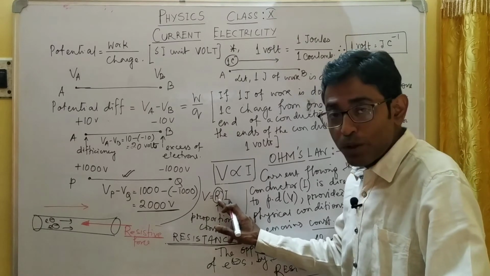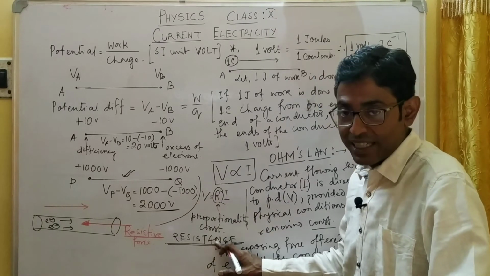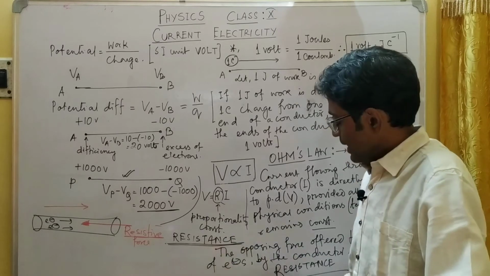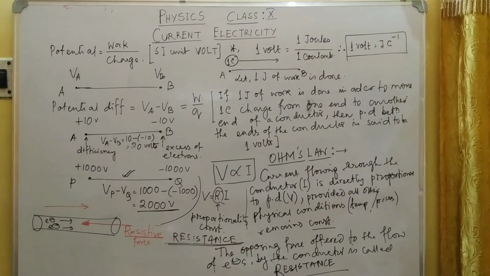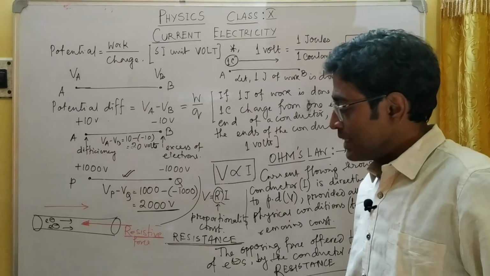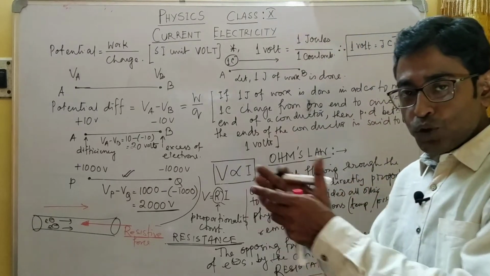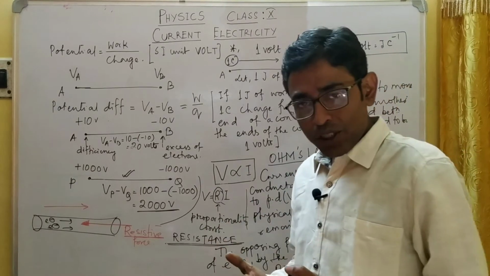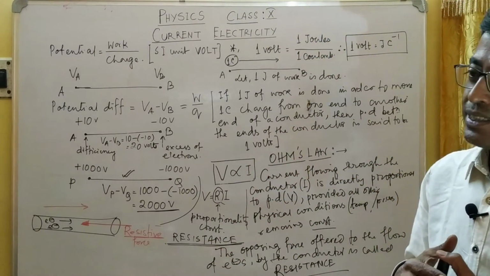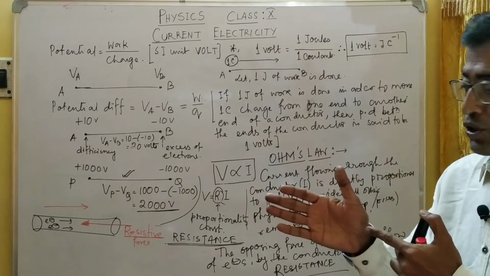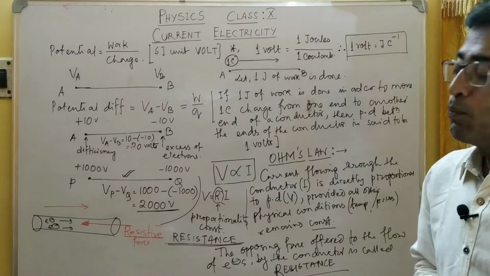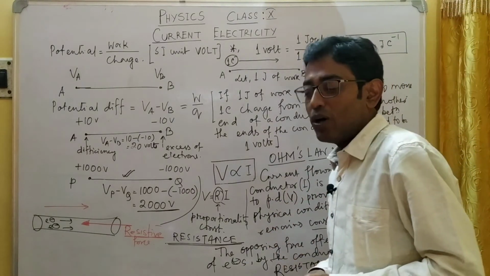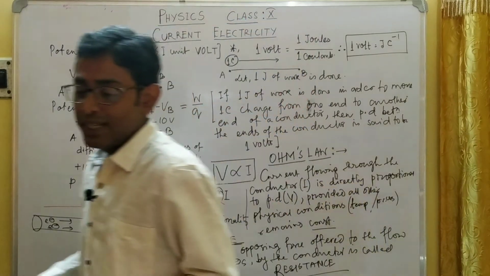So what is the name of this proportionality constant? Resistance. What is resistance? It is the opposing force offered to the flow of electrons. When an electron moves through a conductor and collides with other electrons, this resists the flow of electrons through the conductor. That opposing force offered to the flow of electrons is known as resistance.